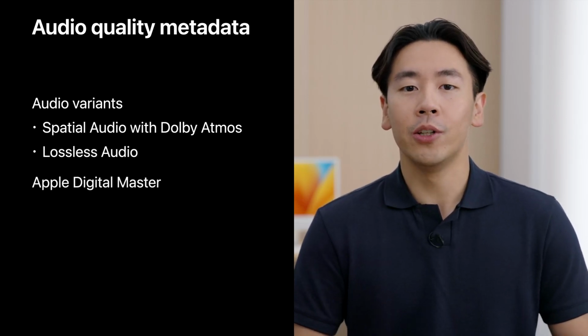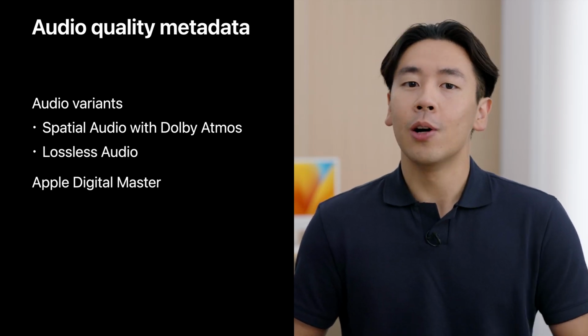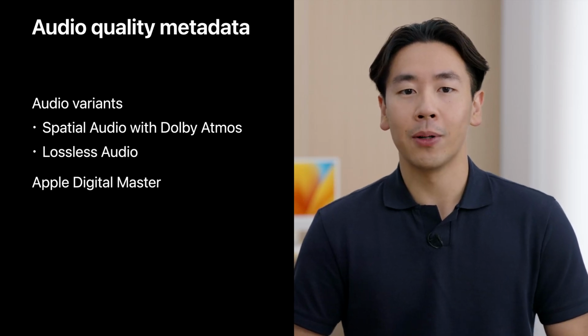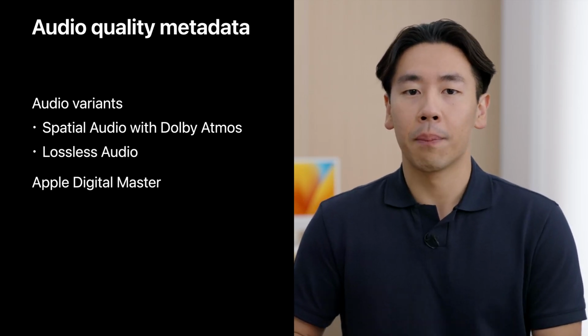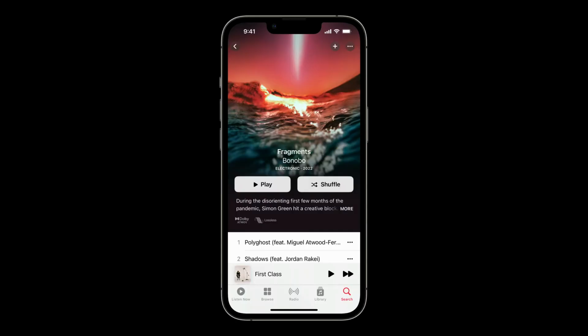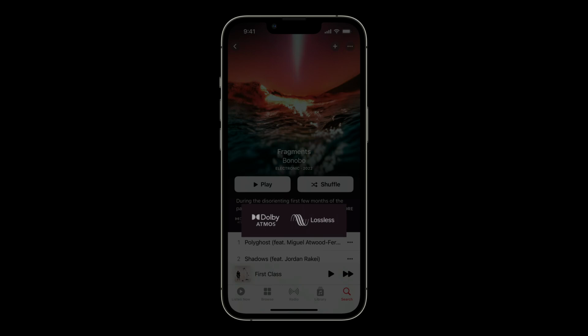We're also exposing a new Boolean property alongside audio variants, isAppleDigitalMaster, which is the highest quality master supported. Since this metadata is exposed at the item level, audio variants are perfect for a detail view, allowing you to achieve UI like this. Here we have a detail view of an album. And here, we can see the appropriate badges based on the audio variants property mentioned earlier, letting users know what audio quality they can expect. In this case, spatial audio and lossless audio are available for this specific album.